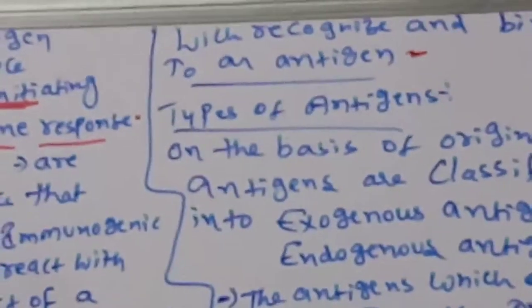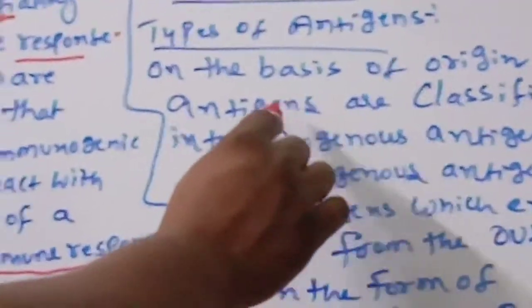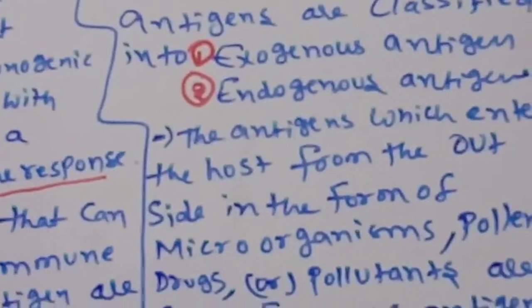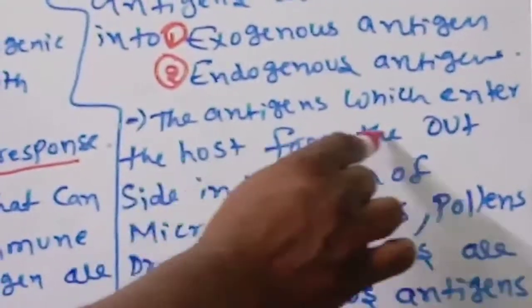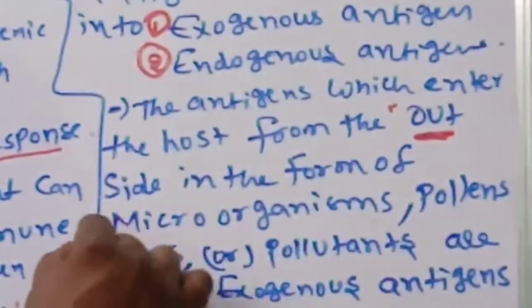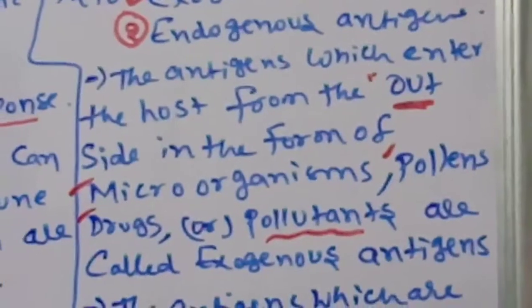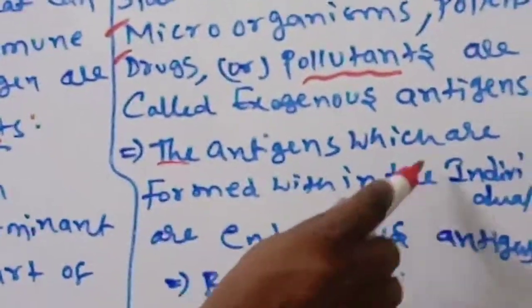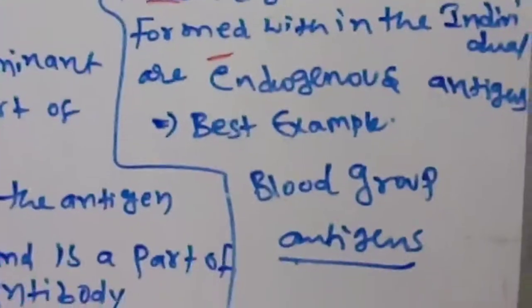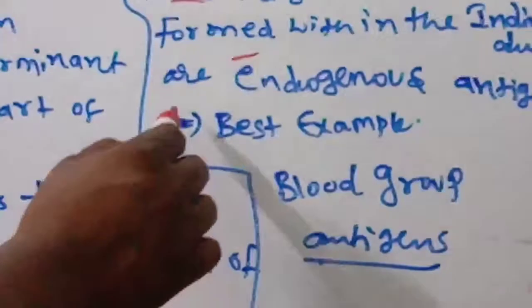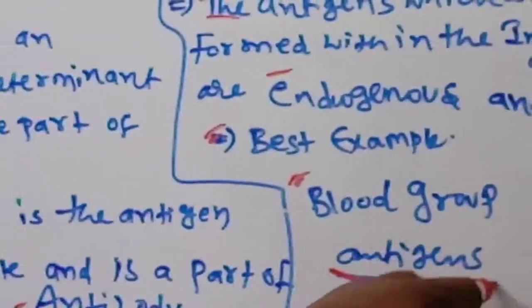Next, types of antigens. On the basis of origin, antigens are classified into exogenous and endogenous antigens. The antigens which enter the host from outside, in the form of microorganisms, pollens, drugs, pollutants, are called exogenous antigens. The antigens which are formed within the individual are endogenous antigens. The best example is blood group antigens.